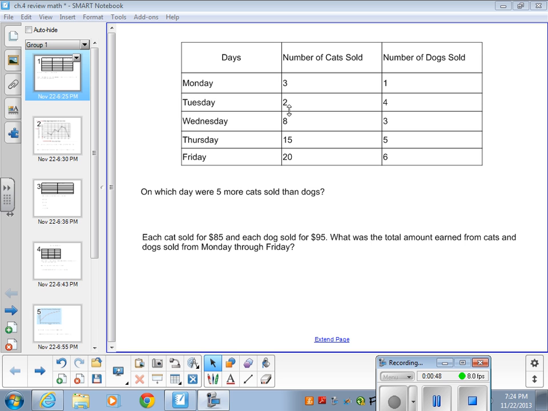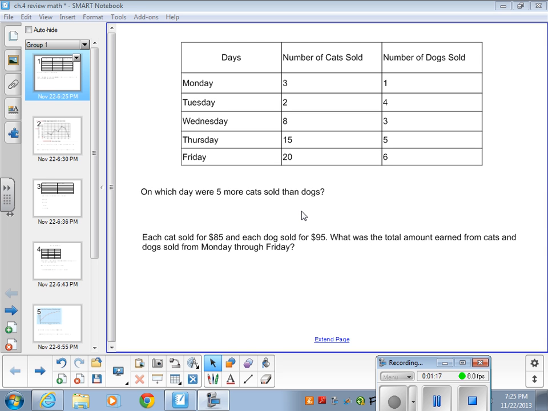And again, Tuesday, they tell us the number of cats and dogs sold. Wednesday, the number of cats and dogs sold. Thursday, the numbers of cats and dogs sold. And Friday, the numbers of cats and dogs sold. So, when they give you a table, they want you to use this to answer the questions. Here's our first question. On which day were 5 more cats sold than dogs?